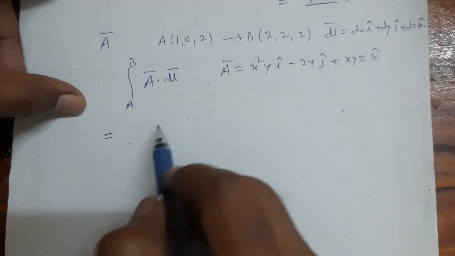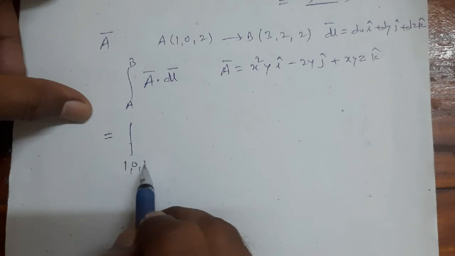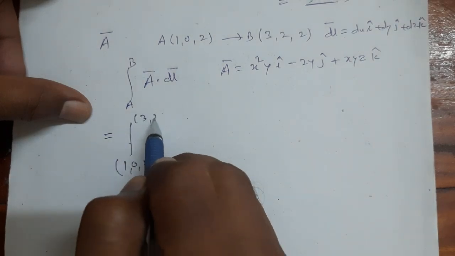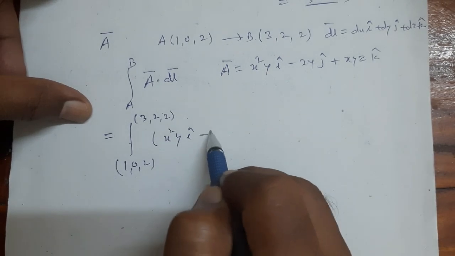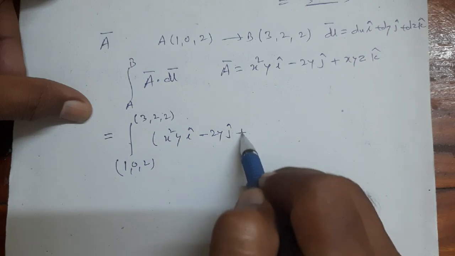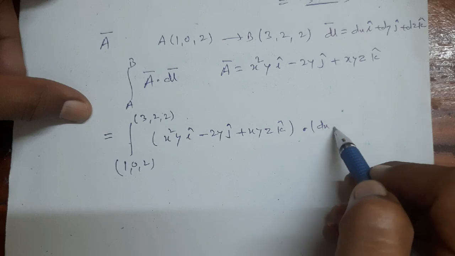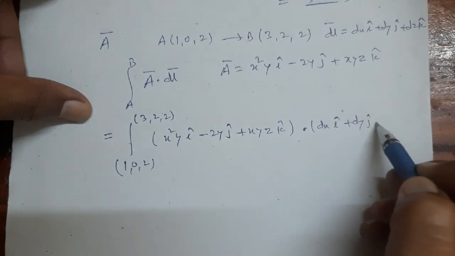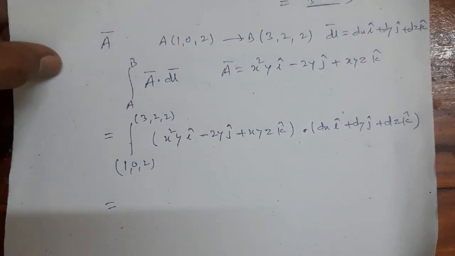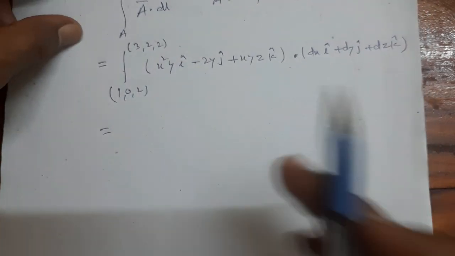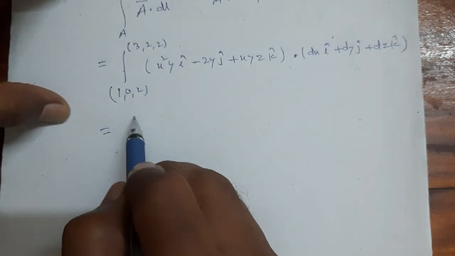Okay, I will write that is equal to integration. I will have to write the point a, therefore it is 1, 0, 2, to point b, it is 3, 2, 2 of a bar, that is x square y i cap minus 2y j cap plus x y z k cap dot dl bar, meaning dx i cap plus dy j cap plus dz k cap. Okay, now that is equal. It is very simple. First of all, I will have to solve this dot product, and we are aware about the solution of dot product.